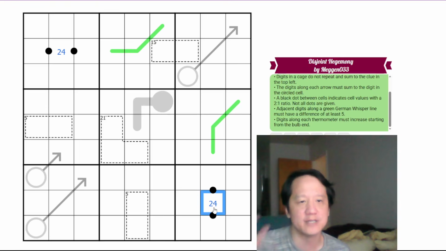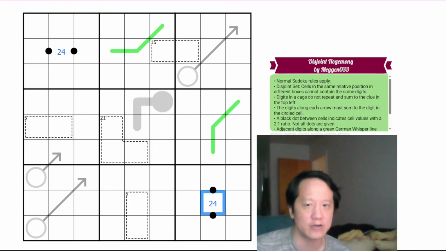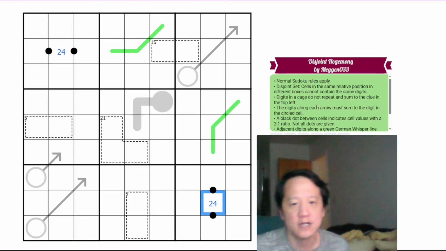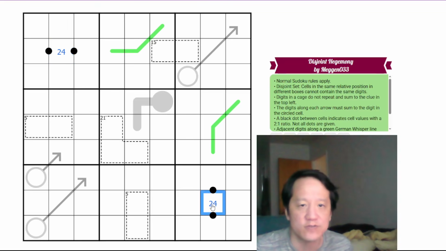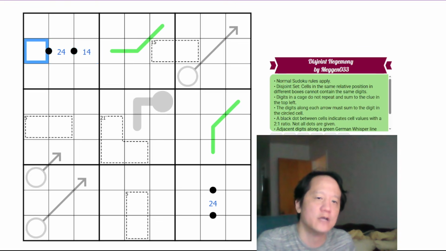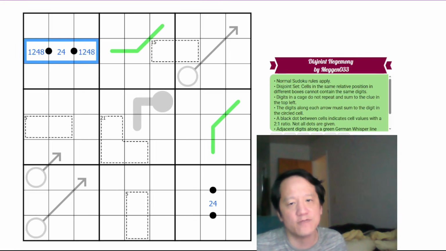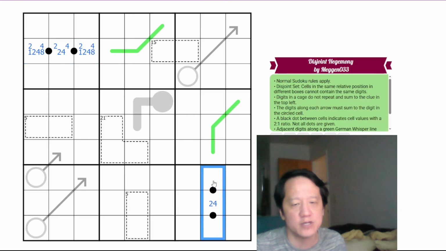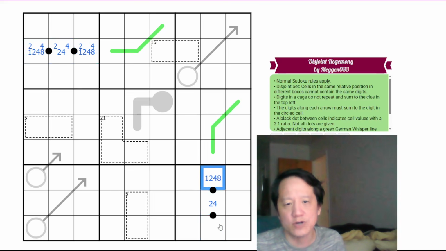Because they are in the same relative position in their box, the center cell of their box, these must be distinctly different from each other. 2 is in a 1-to-2 ratio with 1 and 4, and 4 is in a 1-to-2 ratio with 2 and 8. We're guaranteed 2 and 4 in this row, and this column then must be in these 3 cells. So this is 1, 2, 4, 8. This is 1, 2, 4, 8. So we're guaranteed 2 and 4 here.